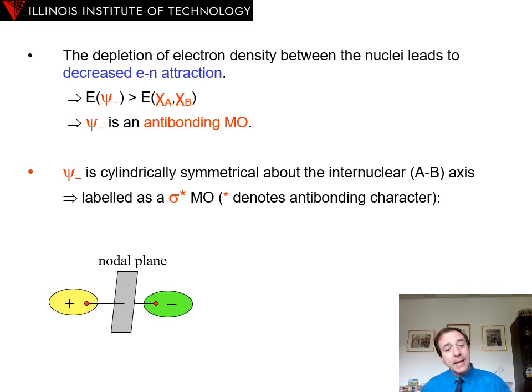So this molecular orbital looks a little bit like a p orbital, but it's not, because the bond axis tells us that it's a sigma orbital. And because it's anti-bonding, we're going to include that asterisk after it. So we call it a sigma star molecular orbital. The star means that it is anti-bonding, that it is higher in energy than if it were just a regular non-bonding orbital. Okay.